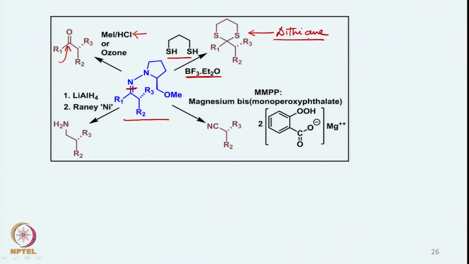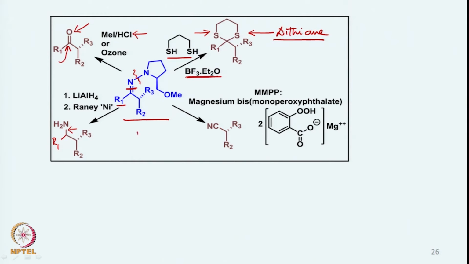Now we can also reduce the carbon nitrogen double bond first with lithium aluminum hydride to go to the corresponding amine, and then when we do the Raney nickel based reduction, then of course we have a nitrogen bond cleavage, and that leads to the formation of, if R1 is H, otherwise there should be R1 here, and then of course we get to the corresponding amine. So we have this particular reduction leading to amine. So we can get to a ketone, or we can prepare a protected ketone as a dithiane, or we can go to the corresponding amine.